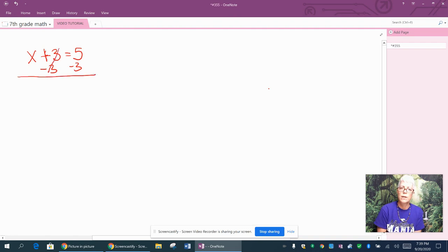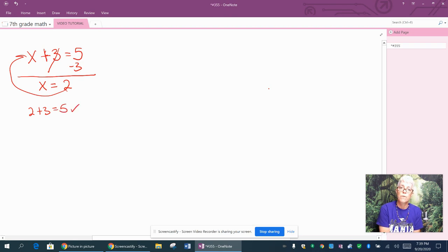These 3's cancel. I don't need to say 0. We're trying to move the 3 to the other side, and we do that through the inverse operation. The reason we move things to the other side is that when we get the variable by itself, whatever is on the other side of the equal sign is our answer. Right now, the only thing left over here is X. 5 minus 3 is 2, and I can check to see if this is right. If X is 2, I substitute that right back into the equation. 2 plus 3 is 5, and that is correct.